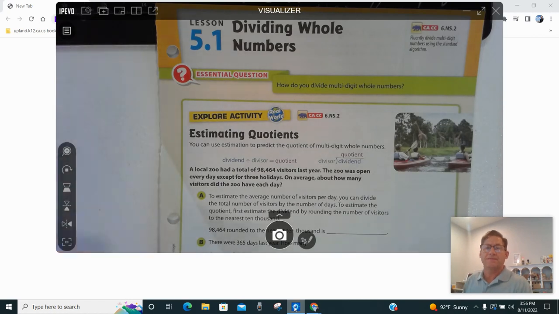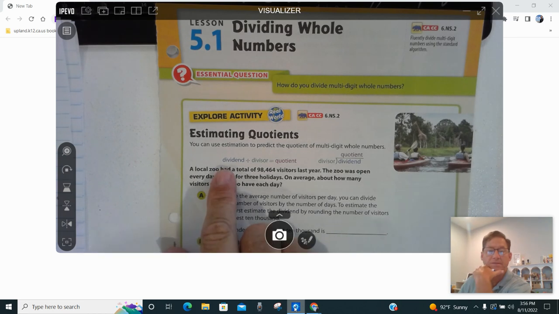Hello, everybody. Today we're going to start Module 5 in the 6th grade Go Math textbook. We're on page 107 of the book, and our topic today is dividing whole numbers. So let's look at estimating quotients in the Explore activity. Remember, we can use estimation to predict the quotient of multi-digit whole numbers.